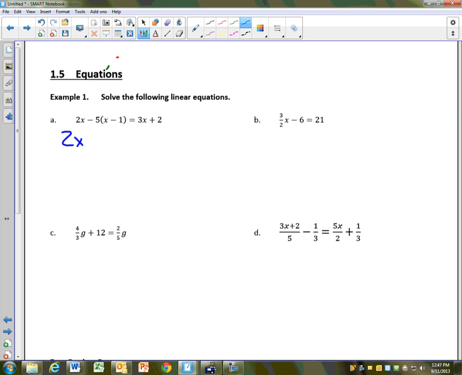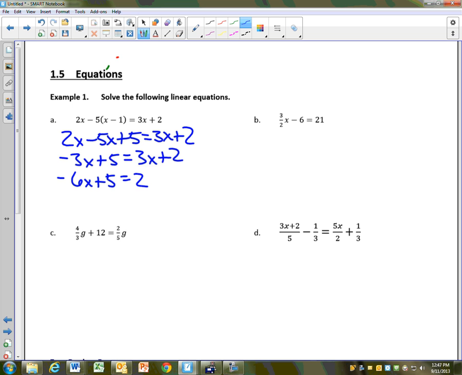Distribute the negative 5. 2x minus 5x plus 5 equals 3x plus 2. So you've got to make sure you know how to handle your negatives. Combine like terms. I've got negative 3x plus 5 equals 3x plus 2. I'm going to gather my variables on my left side. Why? Because I want to. If you want to gather them on your right, go ahead. Be an individual. Negative 6x plus 5 equals 2. Subtract my 5. Negative 6x equals negative 3. So x is what? 1/2.